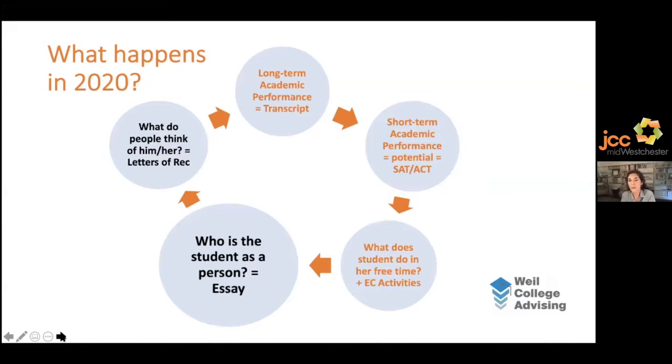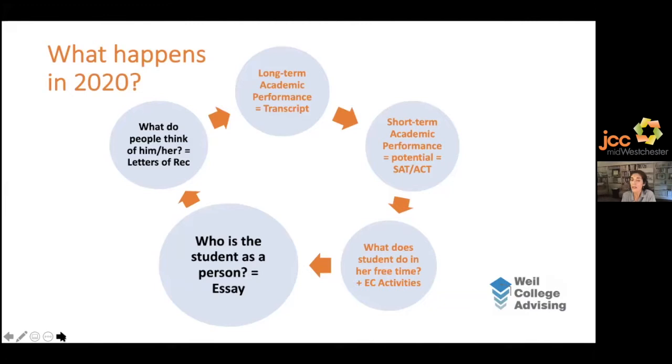The short-term academic performance, there's a lot going on, as you probably know, from the SAT and ACT. Are they going to take it? Are they not going to take it? Half of our colleges are test optional now, and probably more to come. So all these are variables that are changing this year.